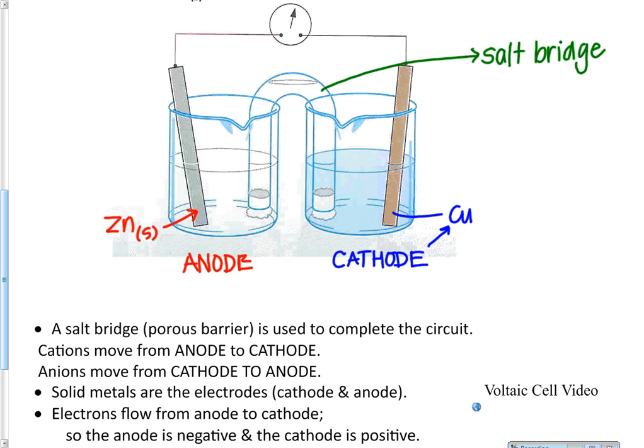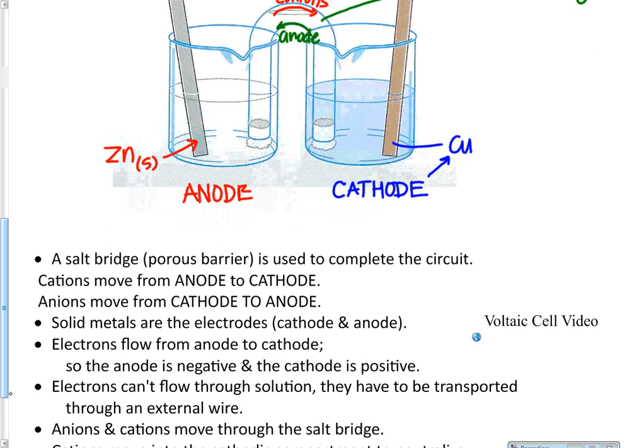Now, there are ions moving through the salt bridge, and the cations are moving towards the cathode, and the anions are moving towards the anode. And they're moving inside that salt bridge. So there's one set of diagrams there. The salt bridge is hopefully now labeled.